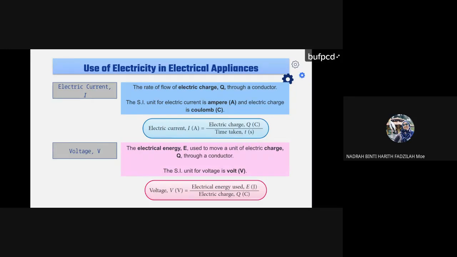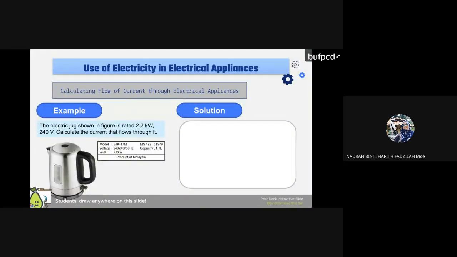Most of the time, we don't use these two formulas for calculating the cost of energy used in our home. What we will use is this one, the formula that combines power, voltage, and also current. So power equals voltage multiplied by current. So macam mana kita nak apply dekat sini? Cuba kita tengok contoh ini.